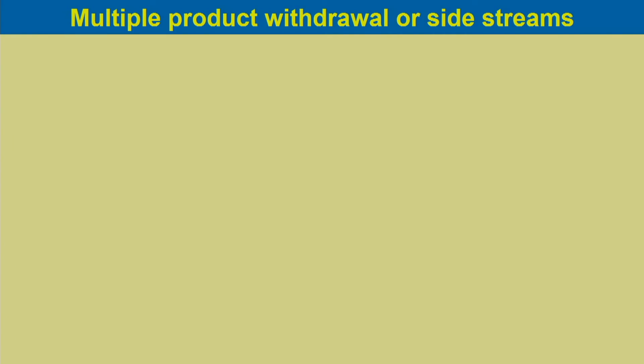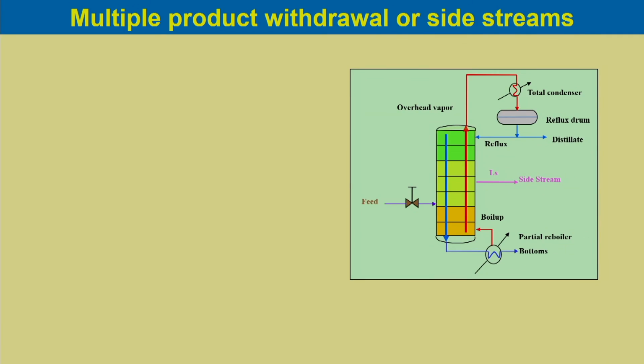Now, we will discuss multiple product withdrawal or side stream. So, instead of one product distillate out, we have one more side stream in the product withdrawal. So, in this case how do we calculate the number of ideal trays required for the separation? You can see over here there is an LS which is a side stream taken, with a single feed in and multiple products out. So, one is distillate out, another is side stream taken.